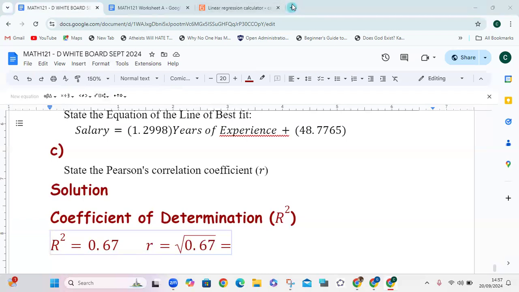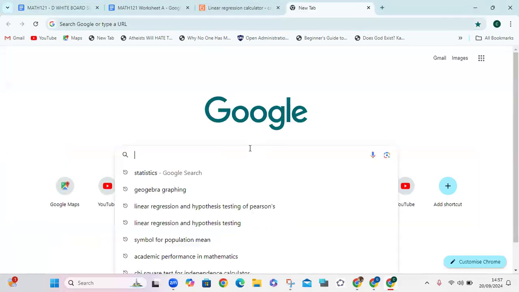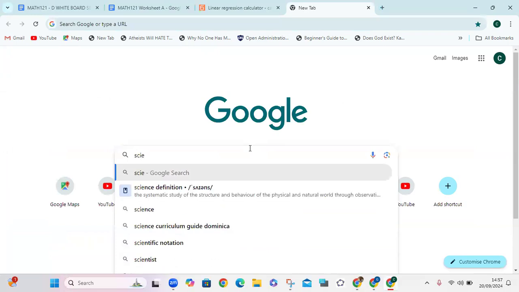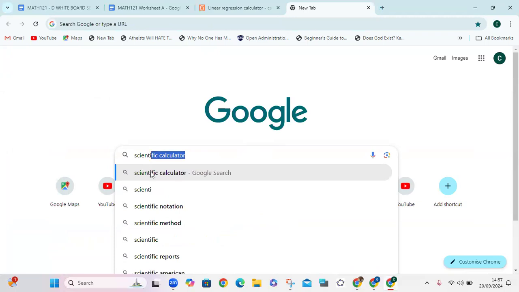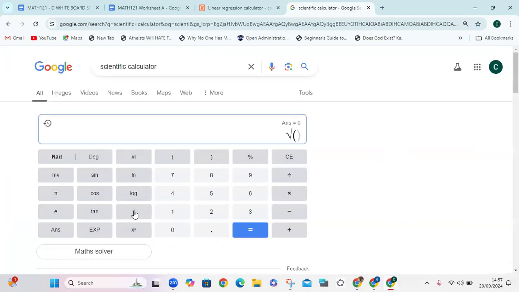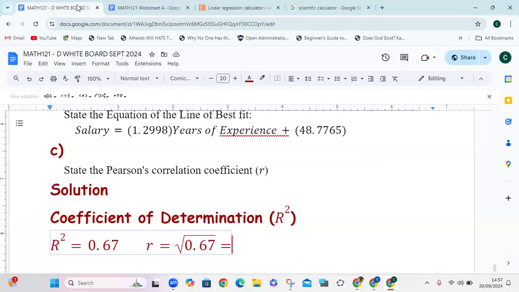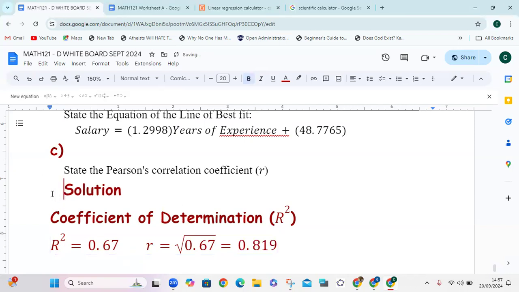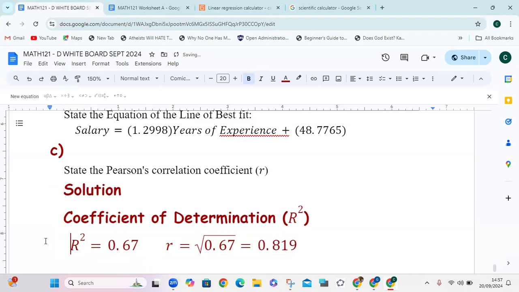I don't have a physical calculator, but I can simply go to Google and ask Google for a scientific calculator. One with the square root sign, square root of 0.67, that's it. 0.819. So here is the Pearson's correlation coefficient is the square root of the coefficient of determination.